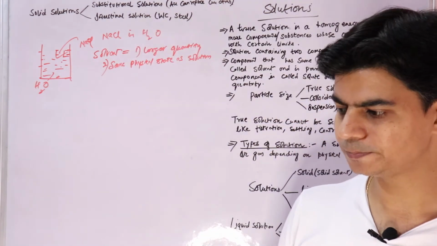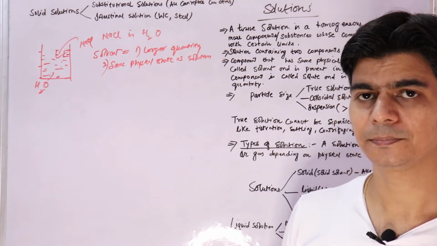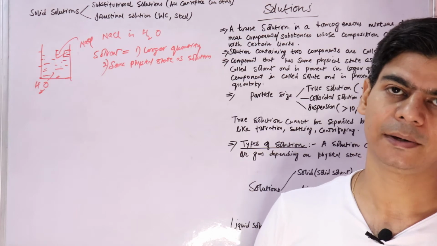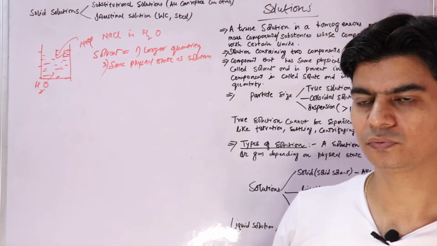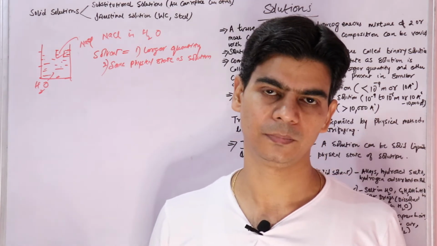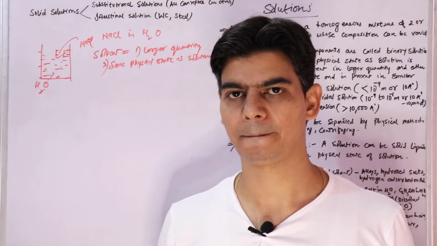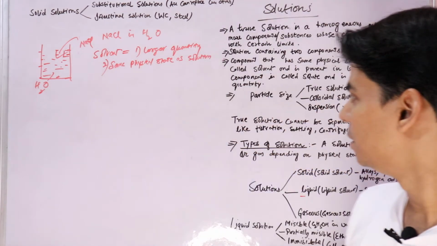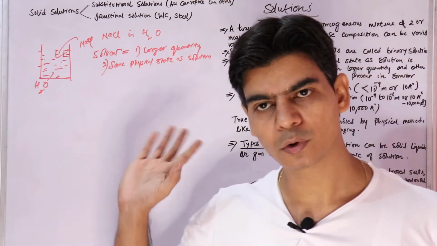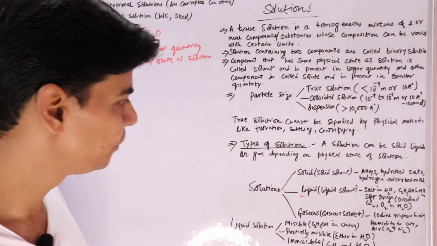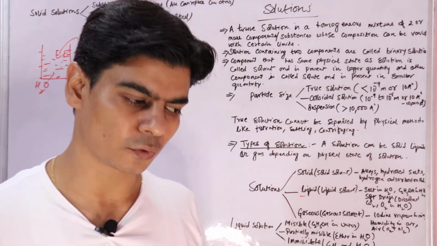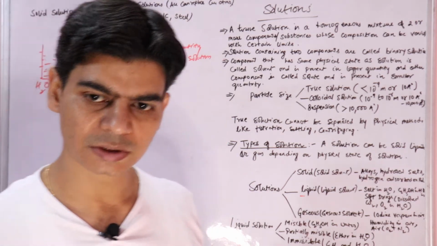A liquid solution is where the physical state of the solution would be liquid, right? And since the physical state of the solution is liquid, the solvent would also be liquid and would be in larger quantity, right? Now let's take examples of liquid solutions. Salt in water, we have already done this. Soft drinks, right? It's a very common example.